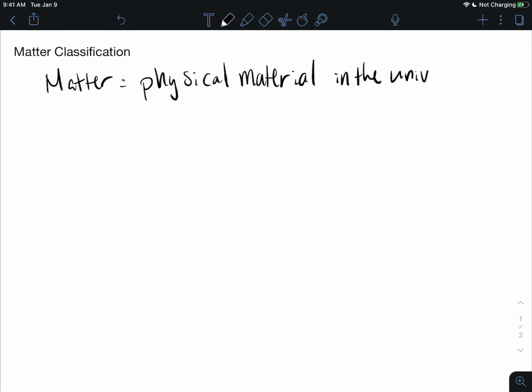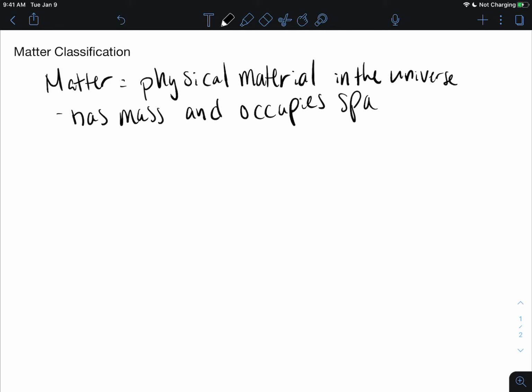So this is going to be anything that has mass and occupies space. So it has volume. So all the physical things in the world. There is a lot of matter, and all of it is going to be some combination of the same 118 elements.